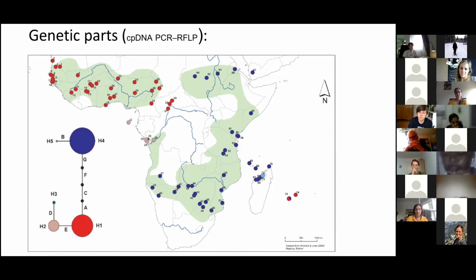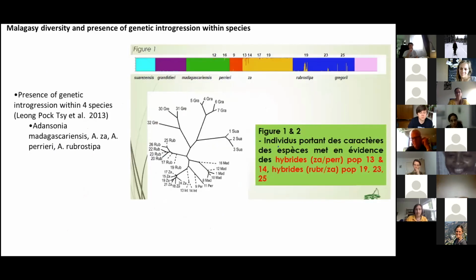on the paleoecological parts, the pollen, and he said that the result comes through the cpDNA. I'm so sorry for that. He also identified that in the Malagasy species there is genetic diversity, and there is a presence of genetic introgression within species. This is the main result of his paper.